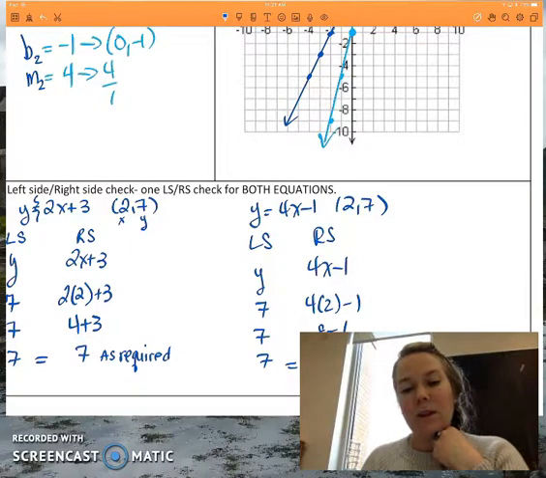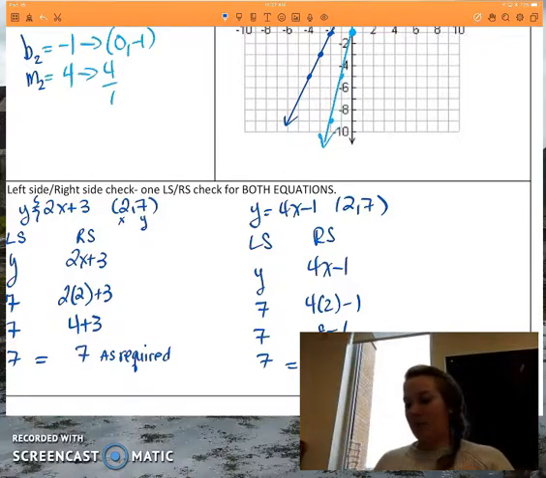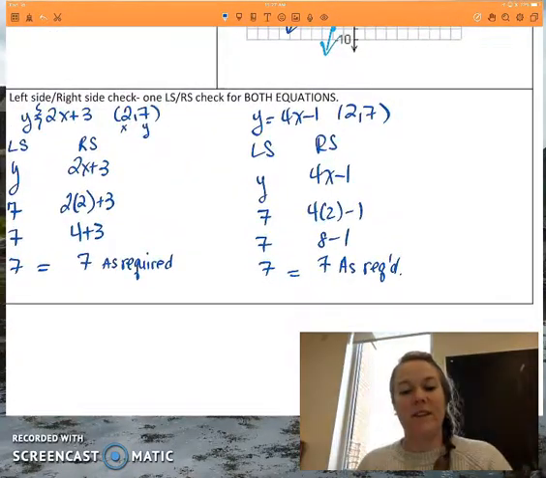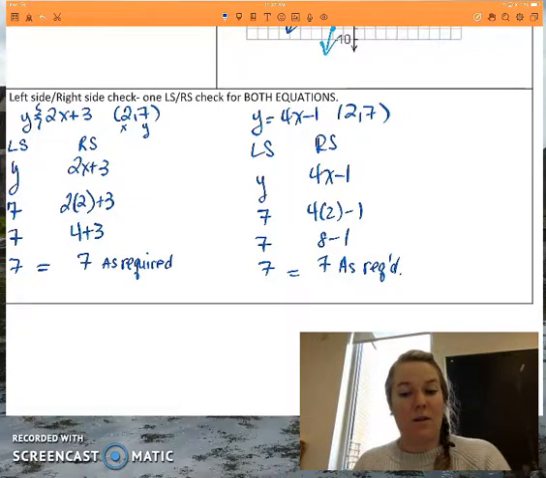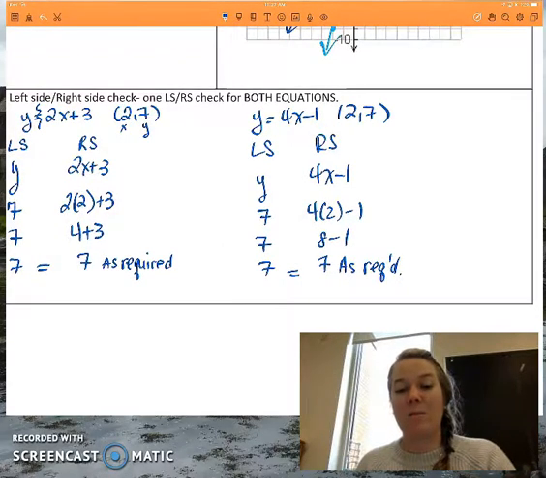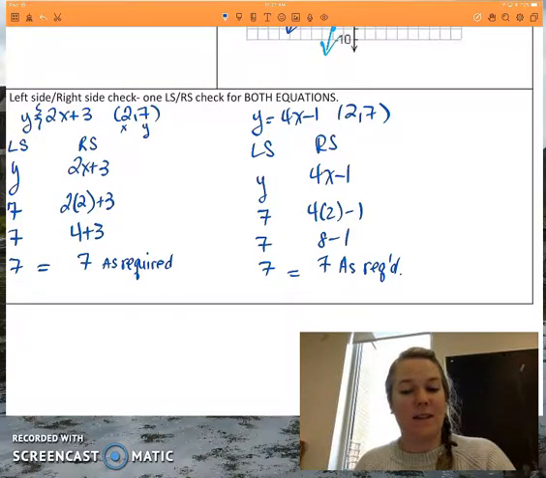There's the short form. I don't know if you guys can see that. There you go. So now I've solved that. Now I have justified my point of intersection. So it's very important that you understand that structure and you're able to do a left side, right side check for any point of intersection that you find.